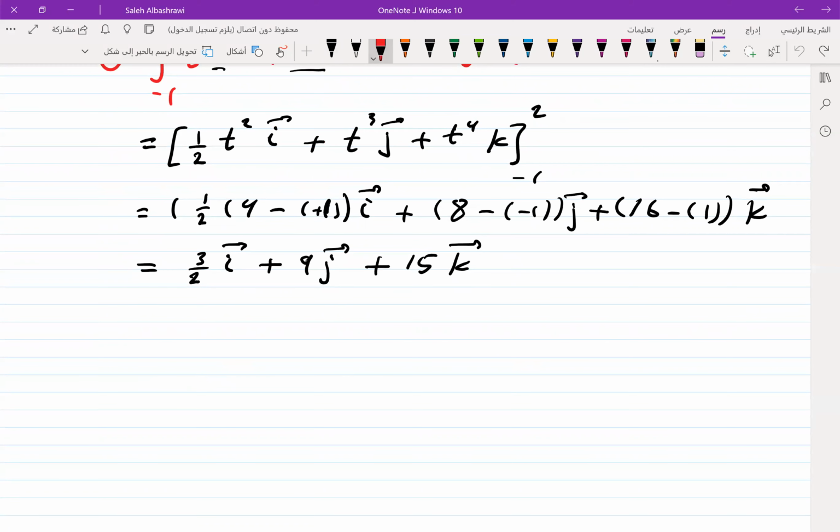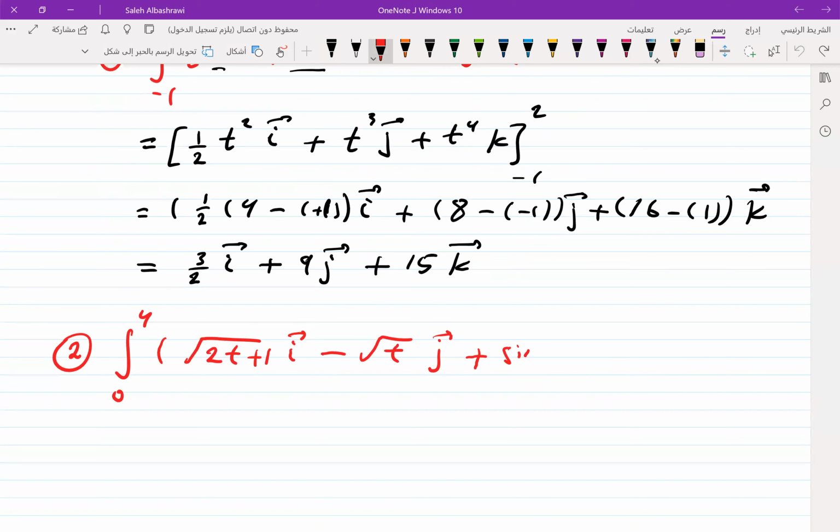Take another one. Number 2. Let's take the integration from 0 to 4 of square root of 2t plus 1 i, minus square root of t j, plus sine of pi t. This is k. dt.